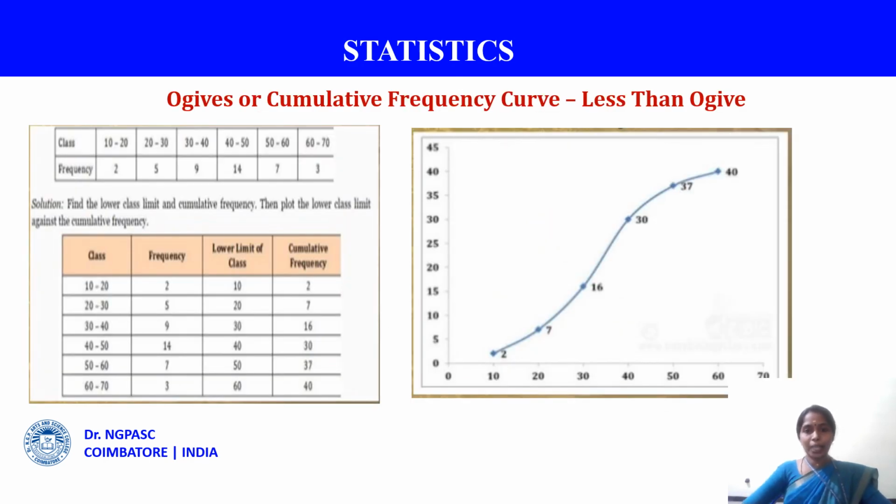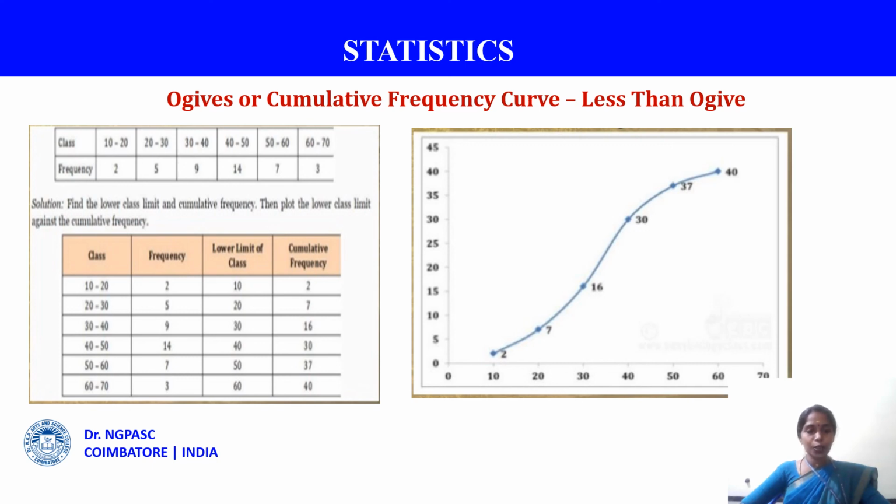The last one is ogives, or cumulative frequency curves. In the cumulative frequency curve we have two types, less than ogive and more than ogive. Calculating these is the same as for a histogram: the class intervals and frequencies are given in the problem. If you are going to find the less than ogive, you have to consider the lower limits of the classes.